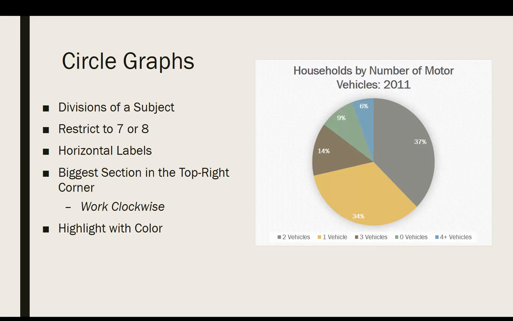Typically in designing, you put the biggest section at the top right corner and then you work clockwise. And then you can use color to help further distinguish the different sections of the pie. So this is another way to use color effectively.